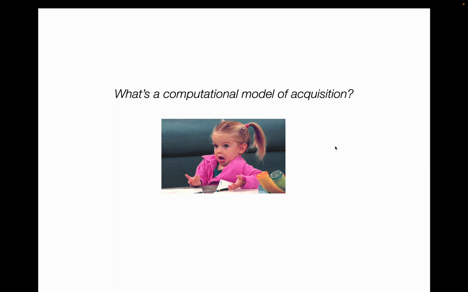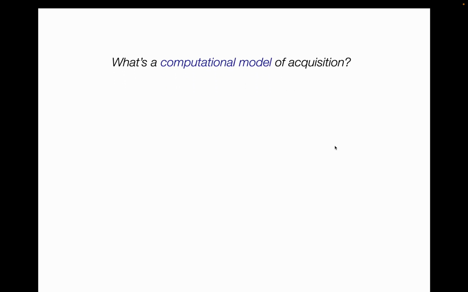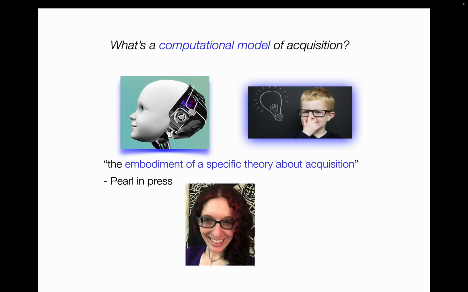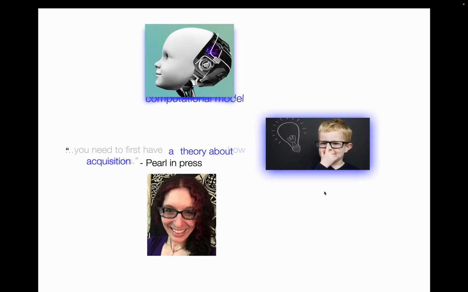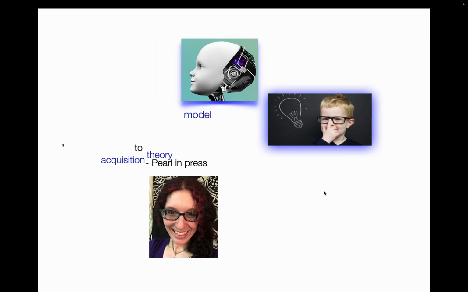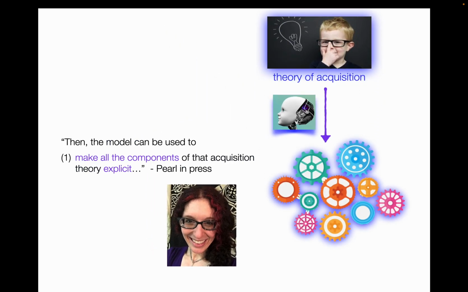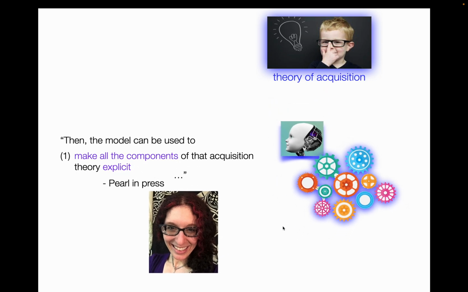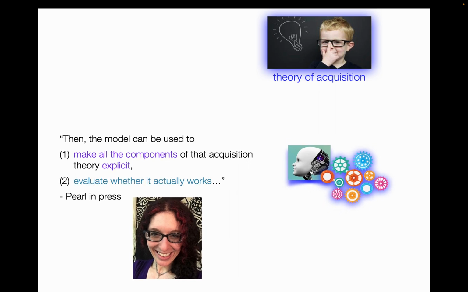Now, here's a question. What's a computational model of acquisition exactly? One answer that I've given recently in a book chapter I wrote about this question is that a computational model is the embodiment of a specific theory about acquisition. So, of course, you need to first have a theory about how acquisition works. Then, the model can be used to make all the components of that acquisition theory explicit and evaluate whether the theory actually works or doesn't work.